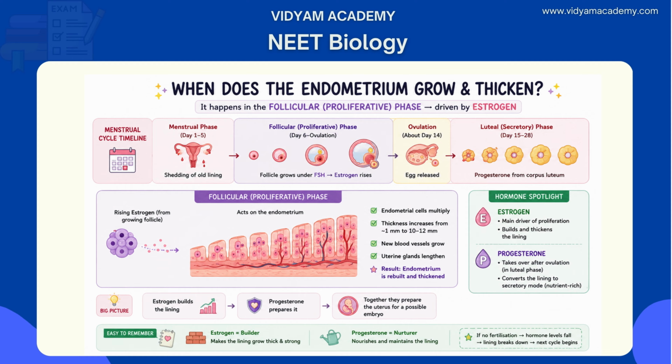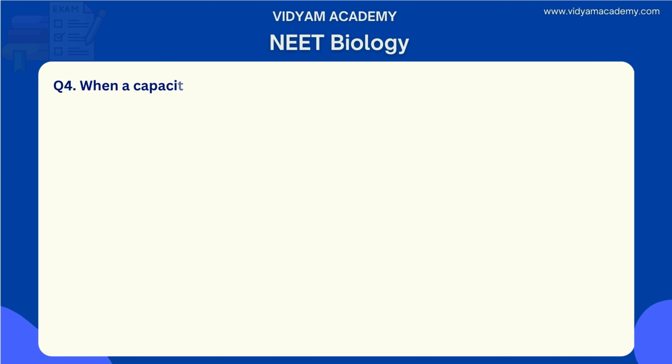After ovulation, progesterone takes over during the luteal phase and switches the endometrium from proliferative mode to secretory mode. The glands start producing nutrients. Estrogen builds the lining, progesterone prepares it for the embryo. So this is the explanation why the follicular or proliferative phase driven by estrogen is exactly the answer for this question. Next, move to question number 4.